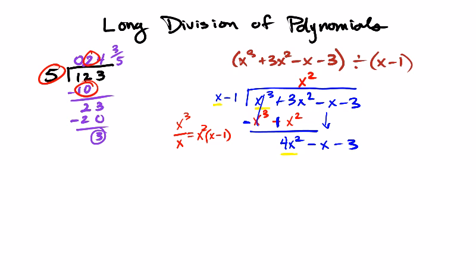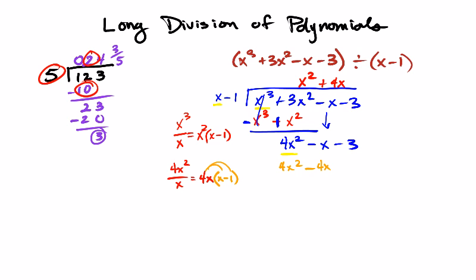So now you say, okay, what's 4x squared divided by x, and we would get 4x. And so I'm going to put that over its like term, so plus 4x. And then I'm going to multiply it by x minus 1. So x minus 1 times 4x. Distribute. Make sure you distribute well. That'd be 4x squared minus 4x.